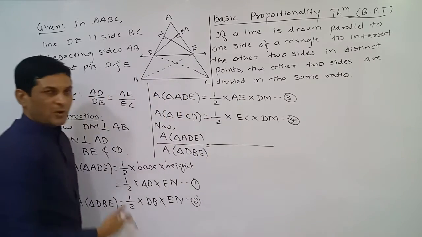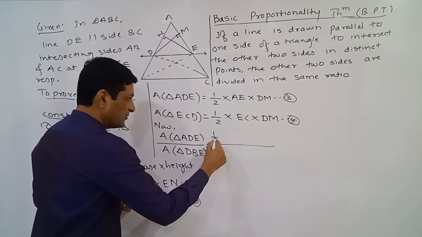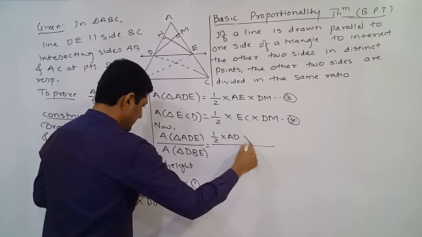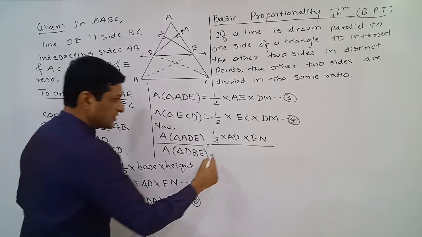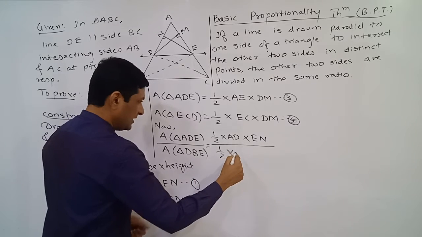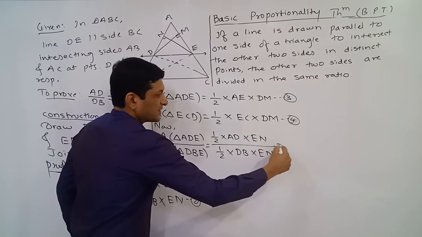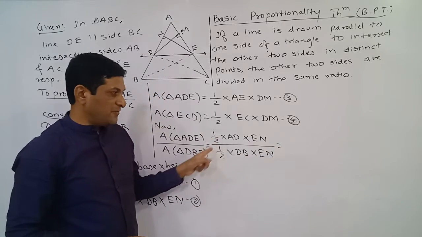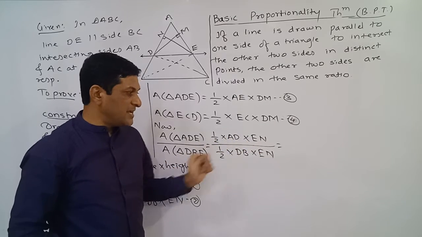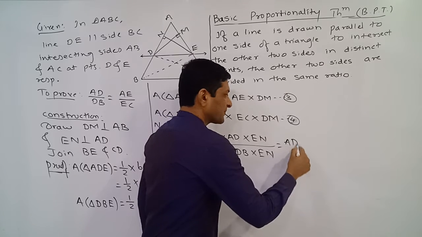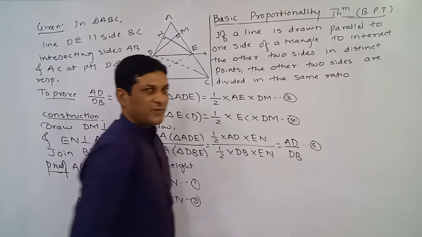Now substitute the values. Already the values are known to us. Area of triangle ADE is equal to half into AD into EN, and the area of this triangle will be equal to half into DB into EN. So after simplifying it, let us see what we will get. Half will get cancelled, EN will also get cancelled. What is the remaining part? AD upon DB. Let us denote this new equation by equation number 5.